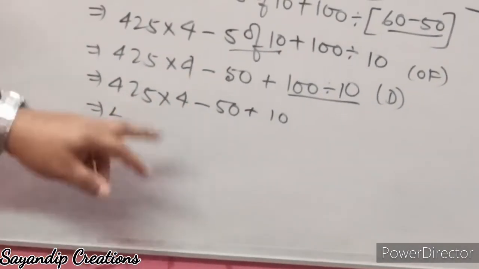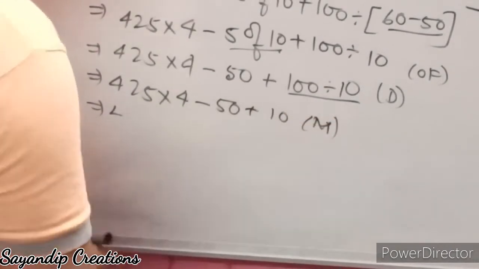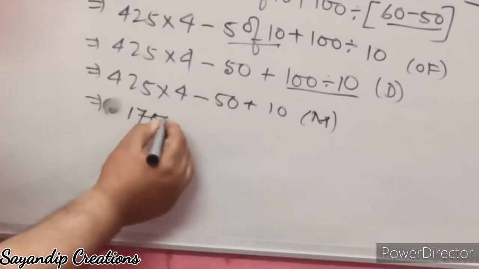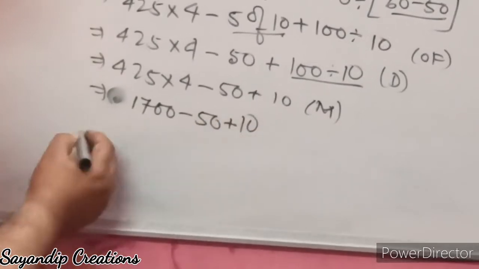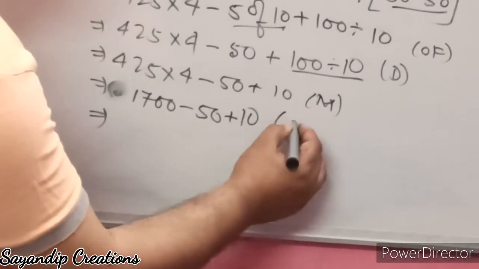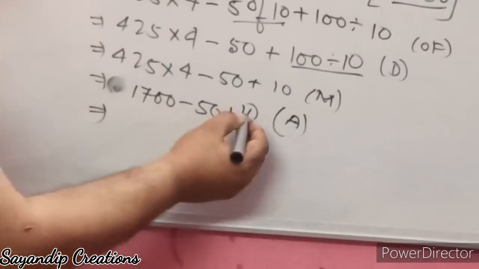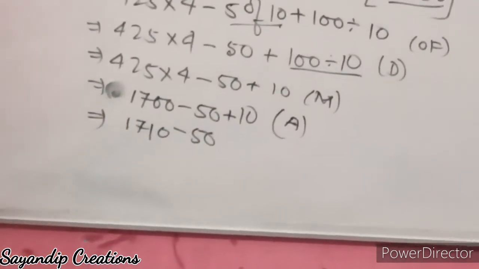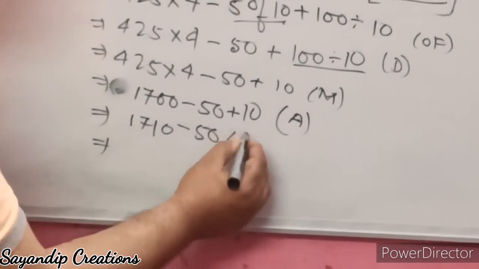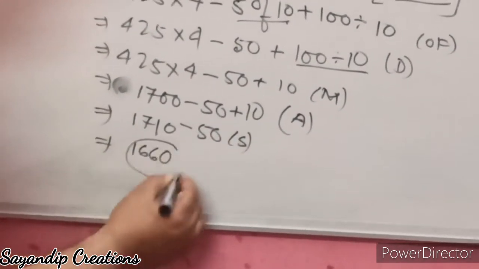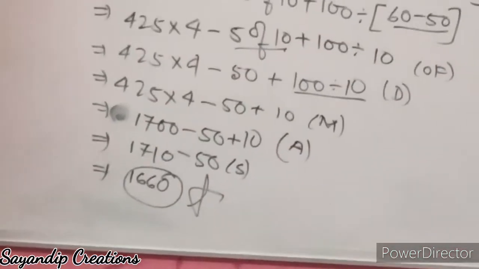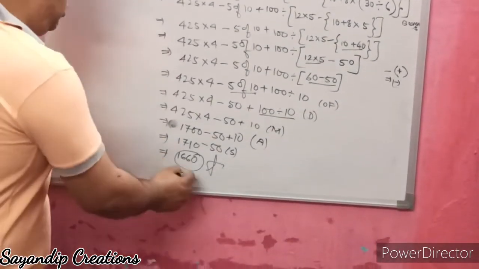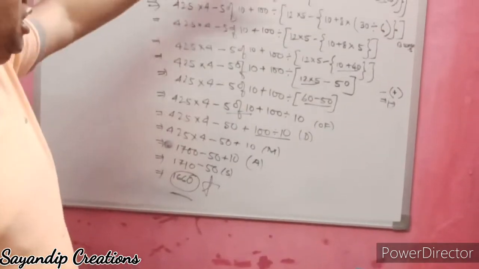Now, next, 425 into 4 is how much? This is the multiplication step, M in BODMAS. It will be 1700, minus 50 plus 10. Next step, this is addition. 1700 plus 10 is 1710 minus 50. Now the last step is subtraction. It will be 1660. So you see how many steps? 1, 2, 3, 4, 5, 6, 7, 8, 9, 10, 11. So I took 11 steps to do all this numerical.